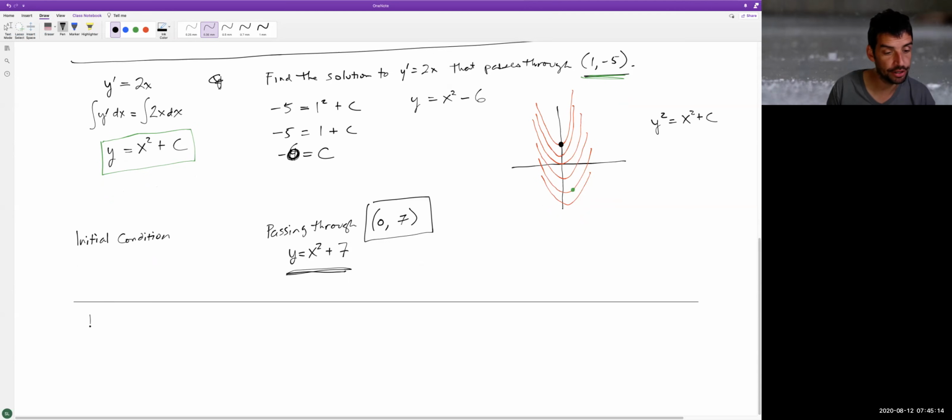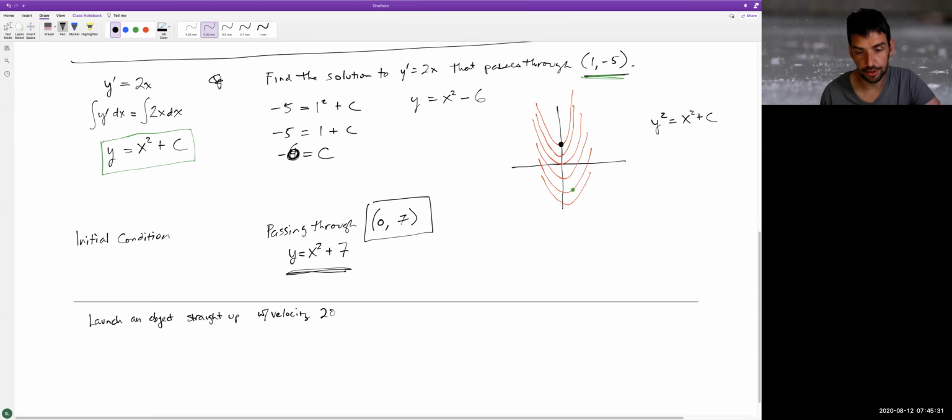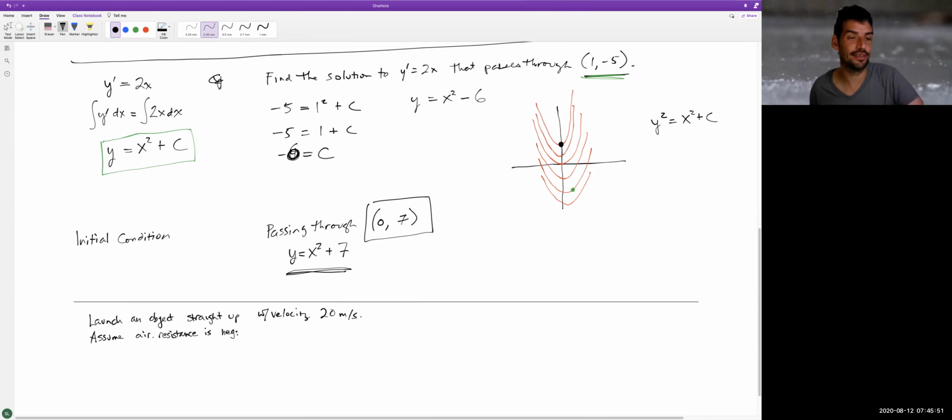Suppose we are going to launch an object straight up with velocity 20 meters per second. Okay. Assume air resistance is negligible, meaning it's small enough that we're not going to worry about it affecting our results.